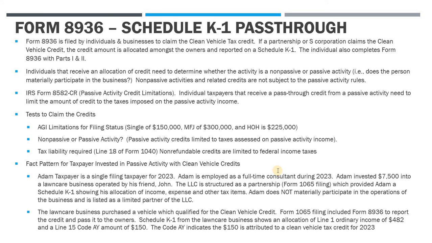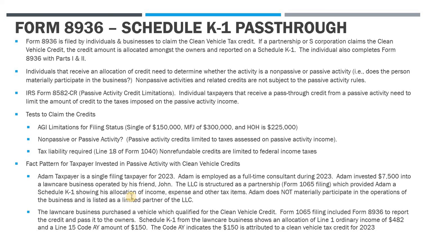So things like self-employment taxes don't count. So that's why we're working with our amounts on line 18. All right, so let's have a look at the fact pattern here. And then when we look at the form instructions and the numbers, hopefully this will all make a little more sense. So we've got Adam Taxpayer here.